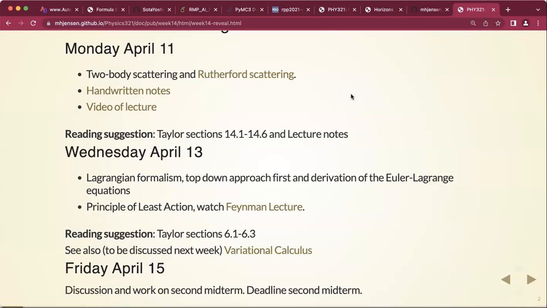So on Monday, we started to look at this two-body scattering case. And this is something which we will not study in exercises. You will not encounter this in the final as well. But this is something for further studies. And you're going to meet this kind of way of thinking and usage of the two-body scattering problem.